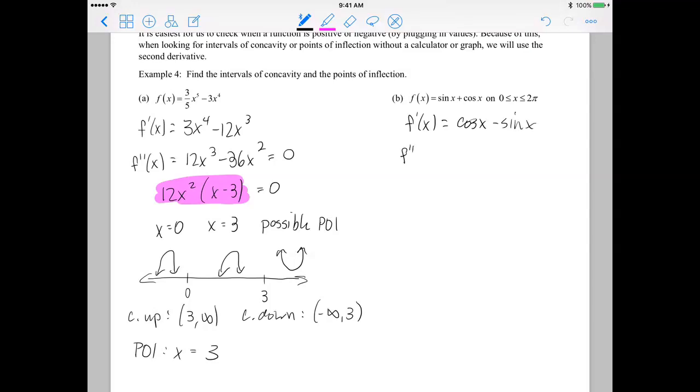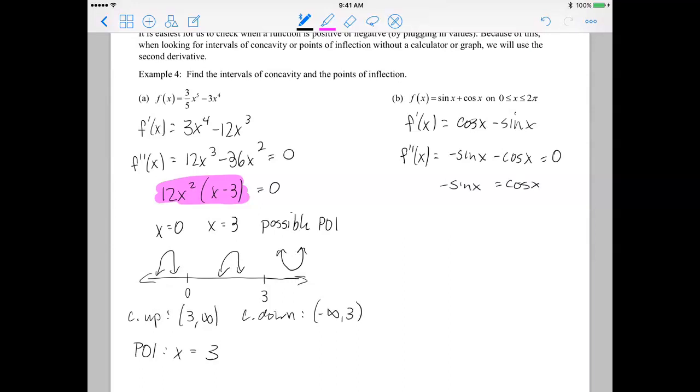And then the second derivative, f double prime, is going to equal the derivative of cosine, which is negative sine x, minus the derivative of sine, which is cosine. Okay, so if I set this equal to 0 to find my possible points of inflection, I'm going to get negative sine x is equal to cosine x.